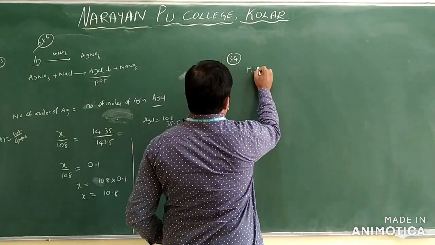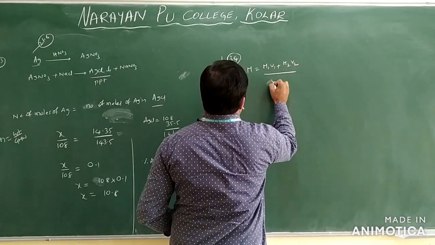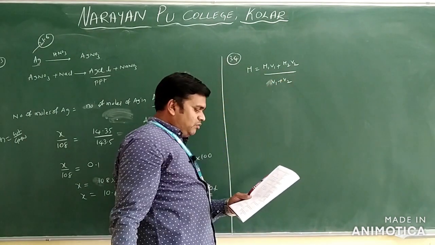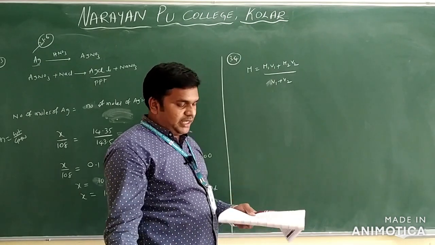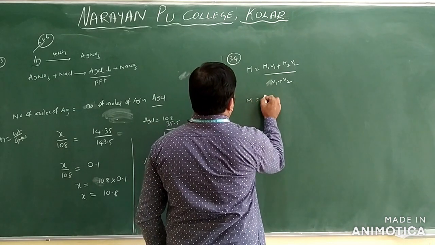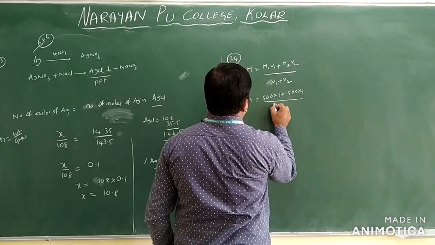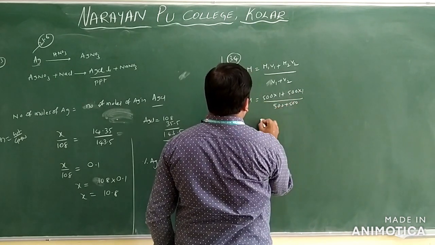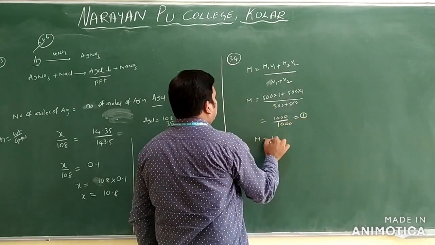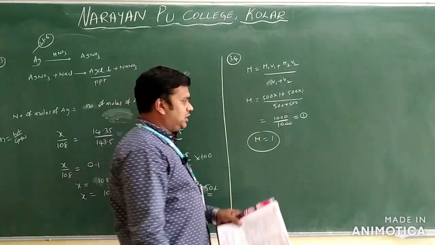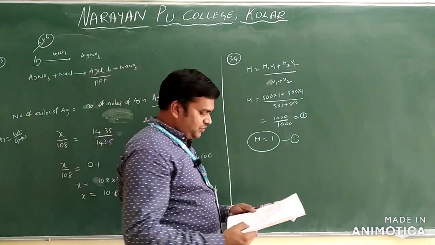What is the formula we have? M is equal to M1 V1 plus M2 V2 by V1 plus V2. M1 is 1 molar, V1 is 500 ml, V2 is 500 ml, M2 is 1 molar only. So M is equal to 500 into 1 plus 500 into 1 by 500 plus 500 only. So 1000 by 1000, we have how much here? 1. What is the molarity of the solution? We have 1 molar only. You take option 1 only. So this is question number 34.